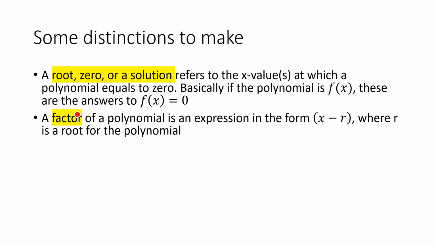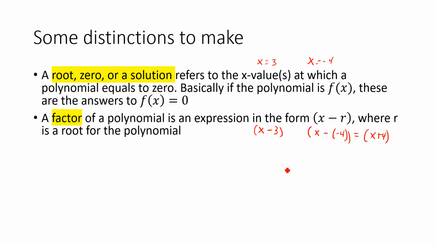Now, a factor is a little bit different. It uses roots, or it uses the zeros and solutions. A factor of a polynomial is an expression in the form x minus r, where r is a root of the polynomial. So if one of the zeros is x equals 3, then one of the factors is actually x minus 3. If one of the zeros is x equals -4, well, in that case, one of your factors is x minus -4. But because we have a double negative here, we could just write it down as x plus 4.